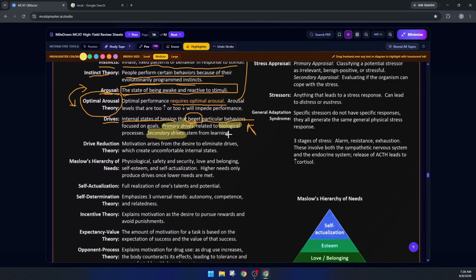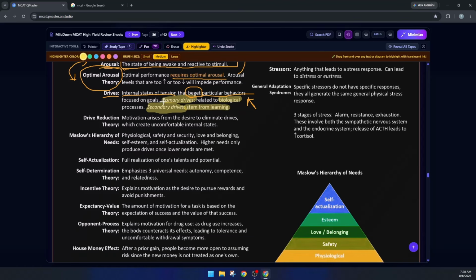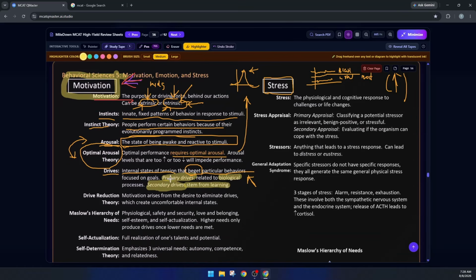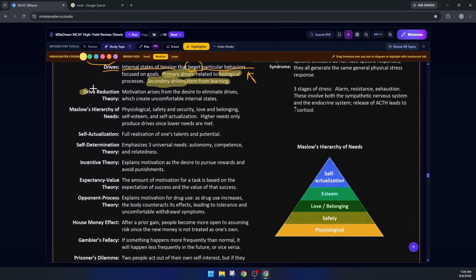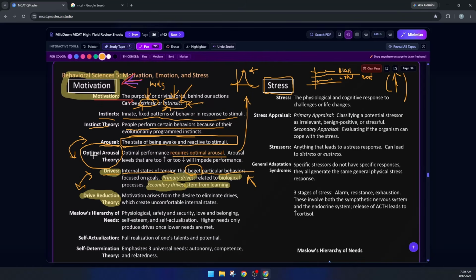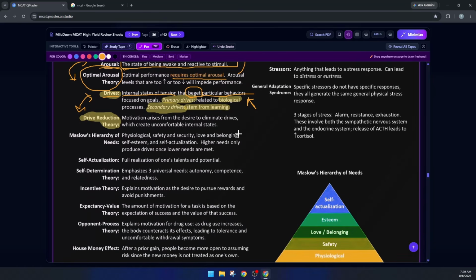Secondary drives stem from learning. I think of secondary drives as anything that isn't biological, basically. So just go and Google, find more examples for yourself, and do more practice questions related to drives. All right, drive reduction theory. Drive reduction theory says motivation arises from the desire to eliminate drives which create uncomfortable internal states. You want to learn drives and drive reduction theory together, these two. Then you want to learn optimal arousal theory and arousal together, and instinct theory with instincts together. That's how you want to learn them.